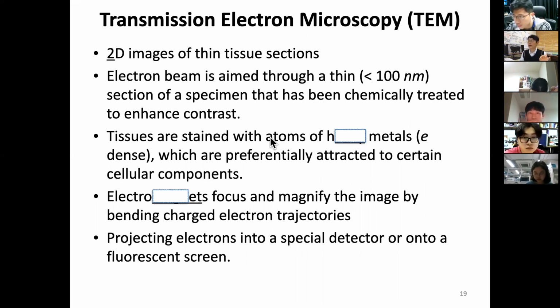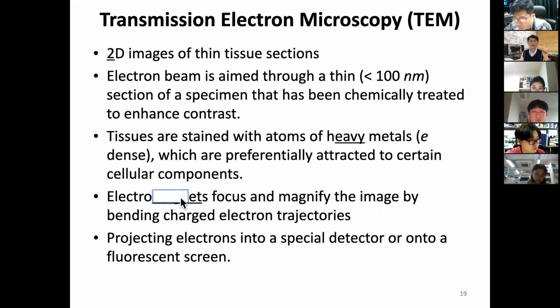Tissues are stained with atoms. The electron has to scatter, so it has high energy, and you need to have another high-energy material on the sample. So you put atoms of heavy metal, which is electron-dense material, and mix it with the sample, and you're watching that, which is preferentially attracted to certain cellular components. So electron microscopy is not specific, you have to understand, not like fluorescence, all right?